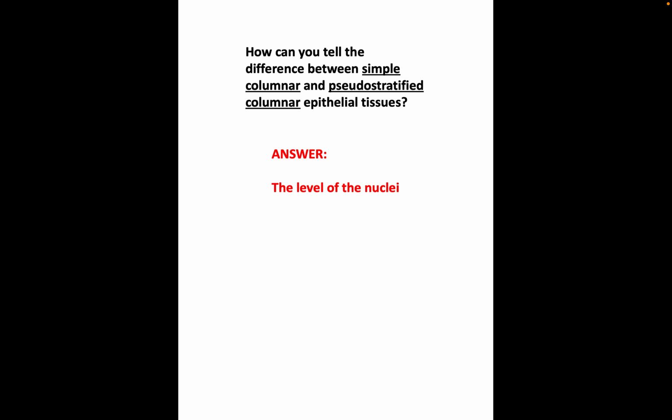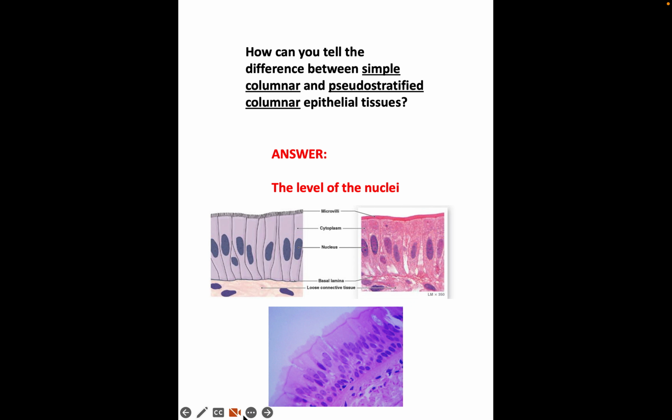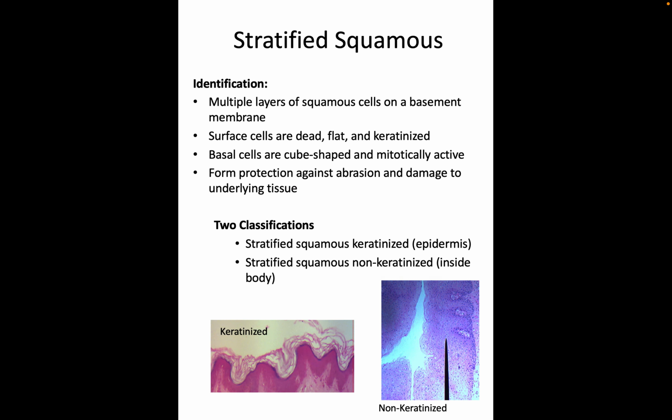Well, you can look at the level of the nuclei. Usually the nuclei are going to be kind of all over the place in pseudostratified. Some are at the top, some are at the bottom. In a simple columnar, you'll see them more or less all in a straight row. Here you can see simple columnar, and then you can see pseudostratified with the cell nuclei scattered all over the place.